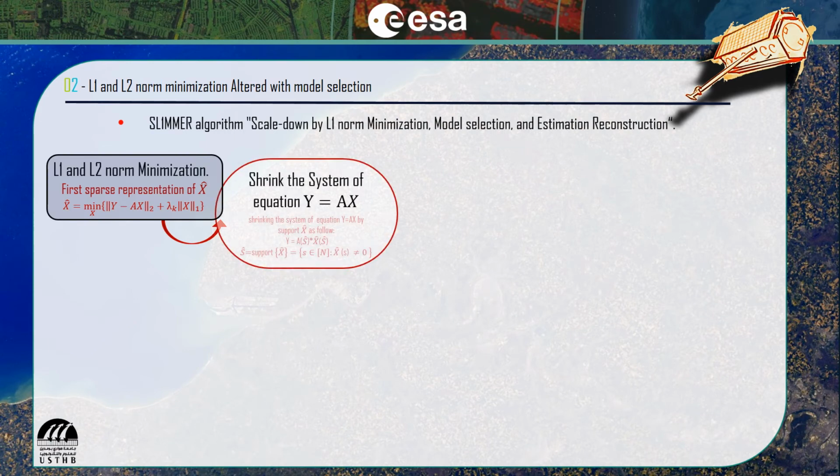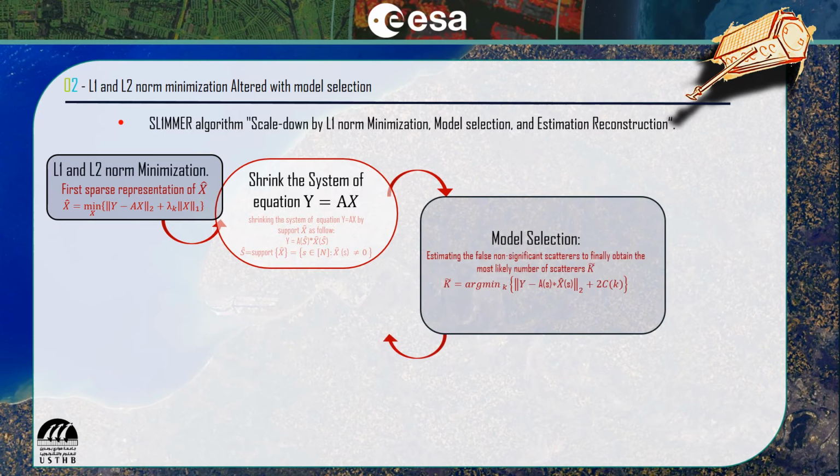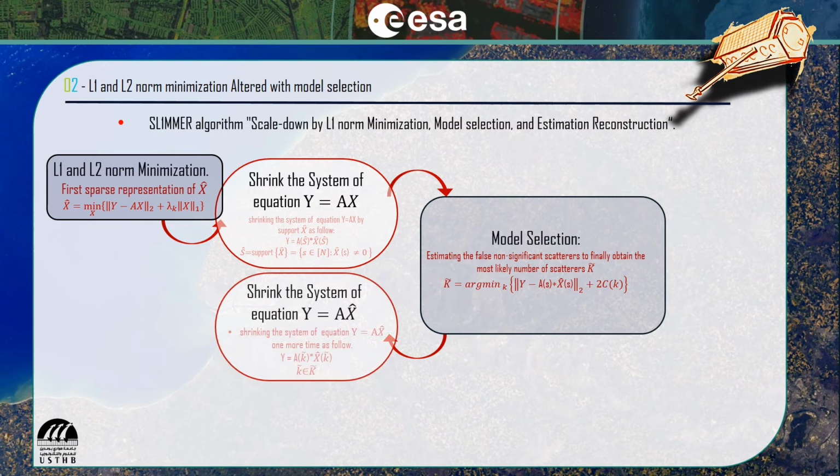The SL1MMER algorithm uses the positions of the sparse solution from the L1 and L2 norm minimization to shrink the system of equations. Then it estimates, from this set of positions, the false non-significant scatterers to finally obtain the most likely number of scatterers. After that, SL1MMER uses this set of positions to shrink again the system of equations as follows. And finally, it estimates the parameters of the signal like amplitude and phase.